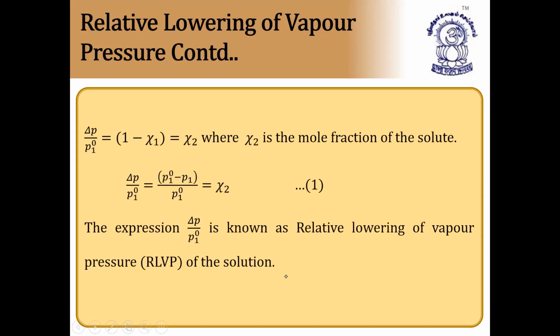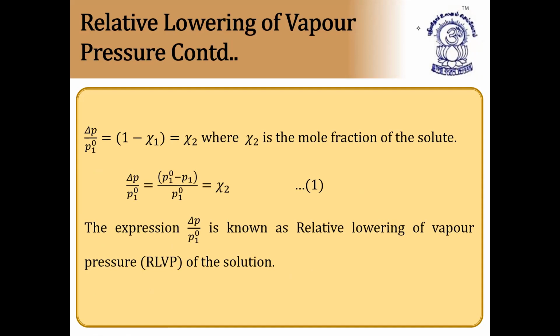So delta P by P1 naught is equal to 1 minus X1, that is equal to X2, because 1 minus X1 is equal to X2, where X2 is the mole fraction of the solute. So you can write delta P by P1 naught is equal to P1 naught minus P1 by P1 naught, which is equal to the mole fraction of solute. So by this you can say the relative lowering of vapor pressure is equal to the mole fraction of the solute.